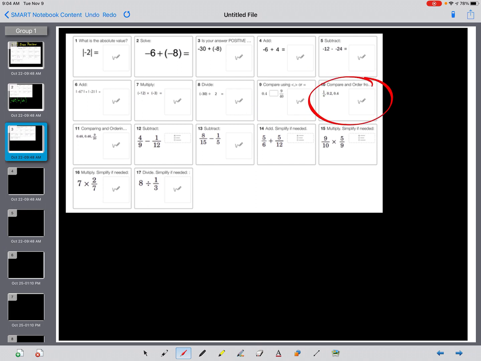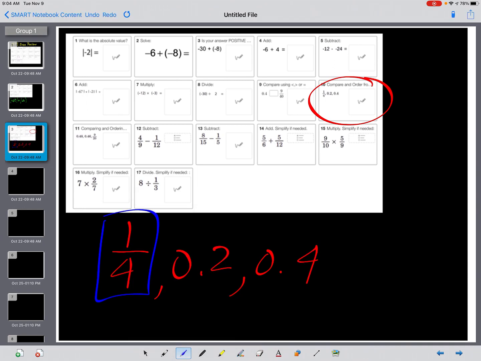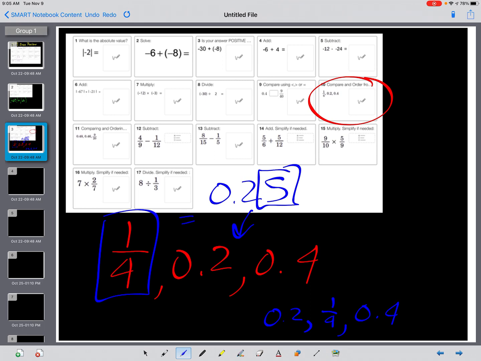All right, moving to 10, we're going to compare in order from least to greatest. We have 1/4, we have 0.2, we have 0.4. So again, you want to change 1/4, the fraction, into a decimal. All right, that's going to equal 0.25. And so that's going to fit between these two values because you have a 5 in the hundredths place. Okay, so 0.2 is smaller than 0.25. So the order is going to be 0.2, then 1/4, and then 0.4 on this one.